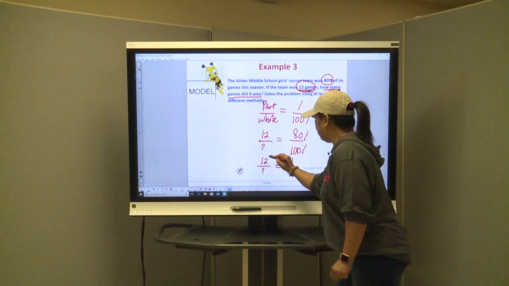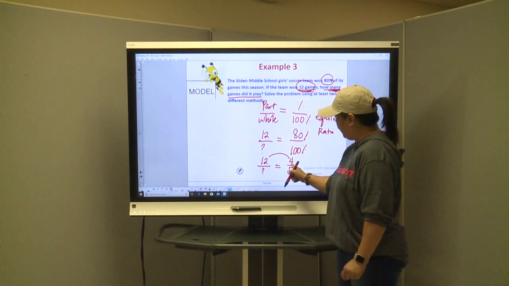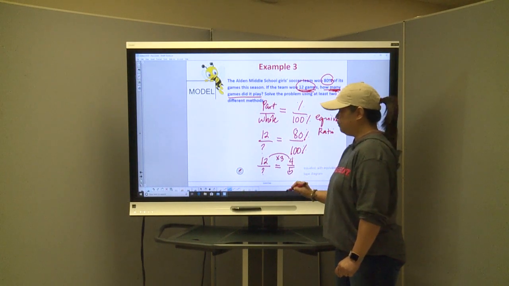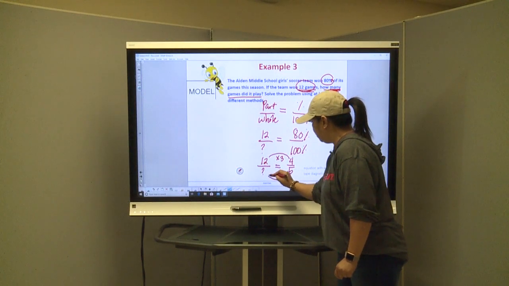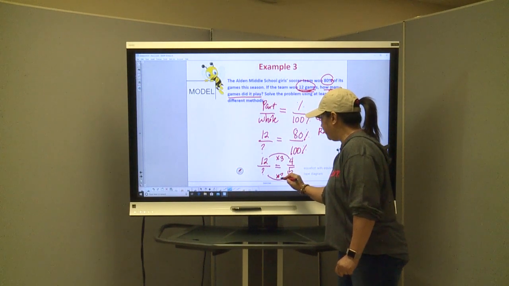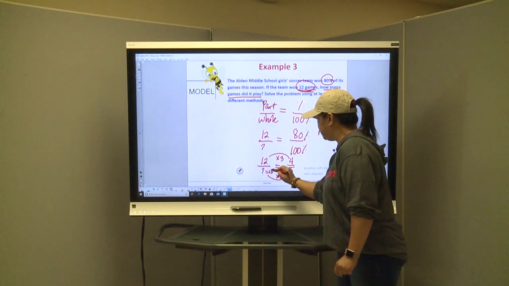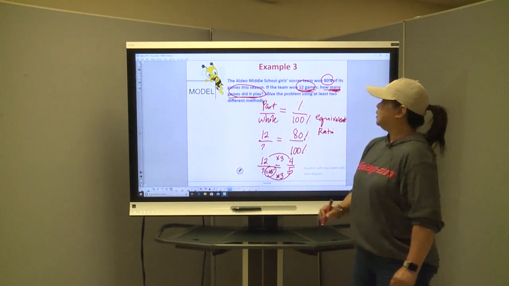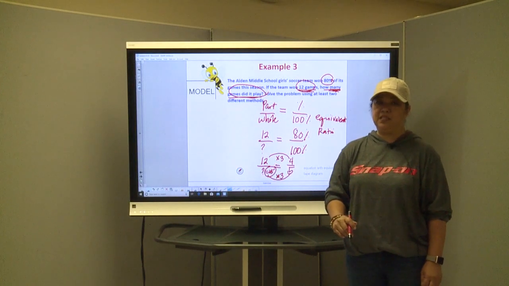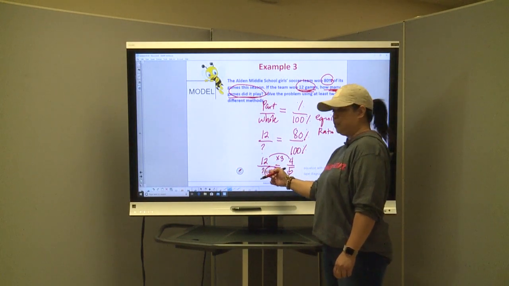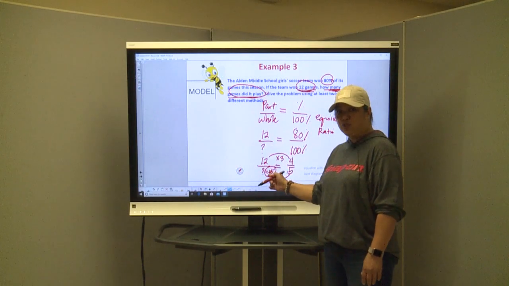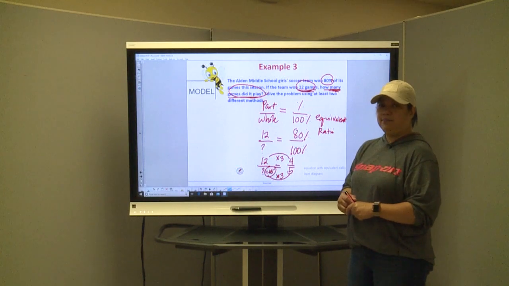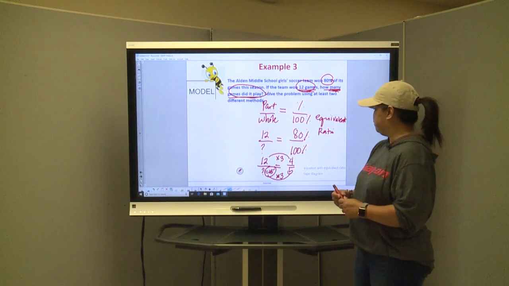Yes. What's going on here? What do I do to 4 to get to 12? Times 3. So all I need to do, 5 times 3 is 15. So there you go. 15 is the total number of games they played. And 12 of those games they won. And that 12 is actually 80% of the whole game. Okay, so they played 15.